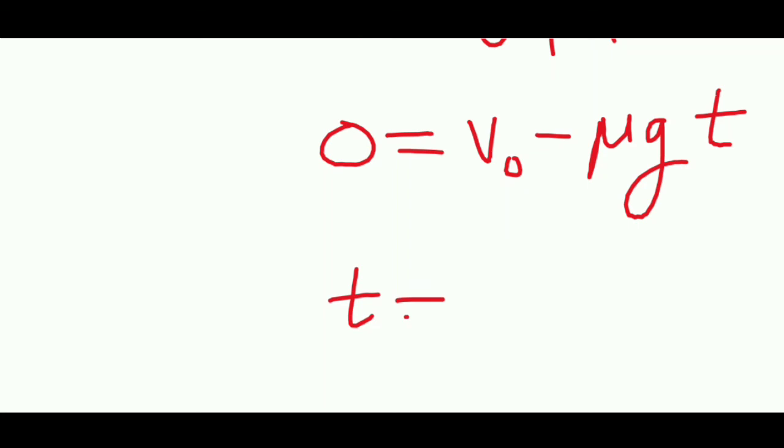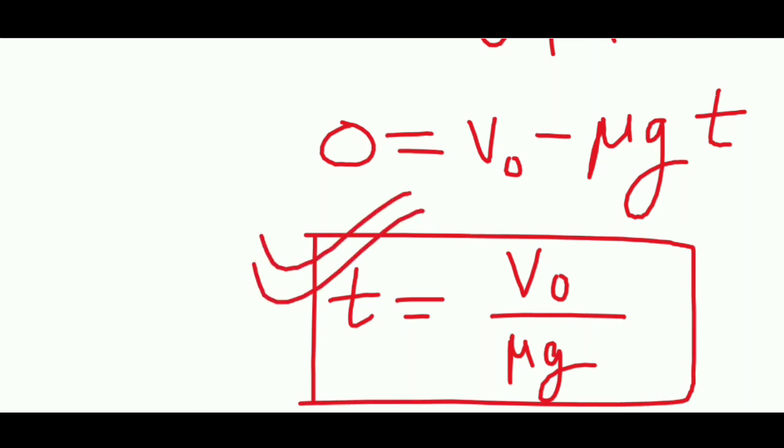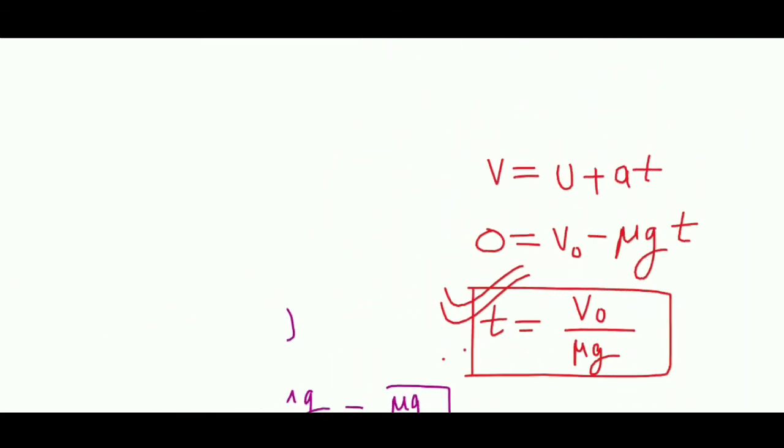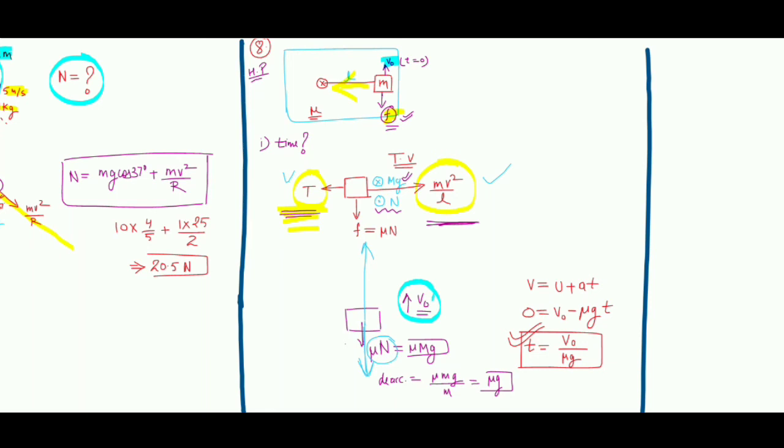If you solve this, it will become v0 divided by mu g. So the time in which the block will come to rest is v0 divided by mu g. Now the second part of this question is how much distance it will travel before coming to rest.